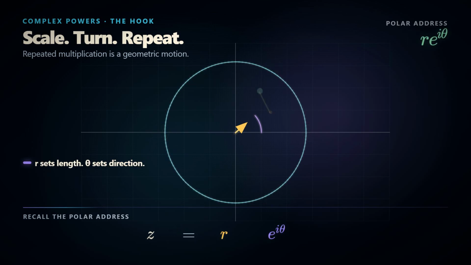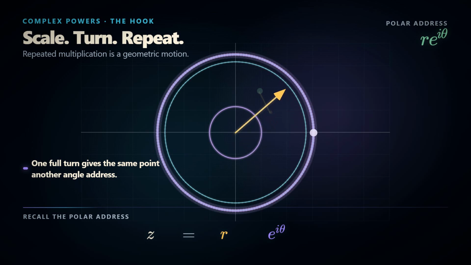Recall our compact address for a non-zero complex number. z equals r e to the i theta. Place its arrow in the plane. The positive number r gives its length, while theta gives its direction. Read the same point after one complete turn, and theta may be replaced by theta plus 2 pi. That repeated address will become essential when we solve for roots.